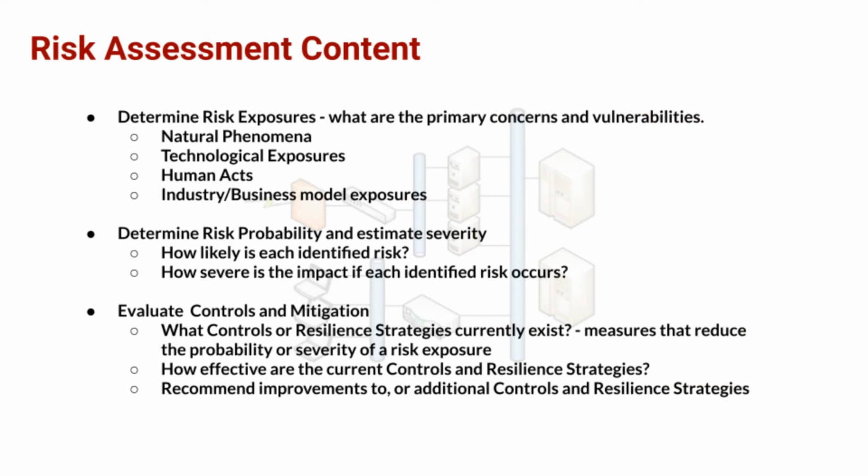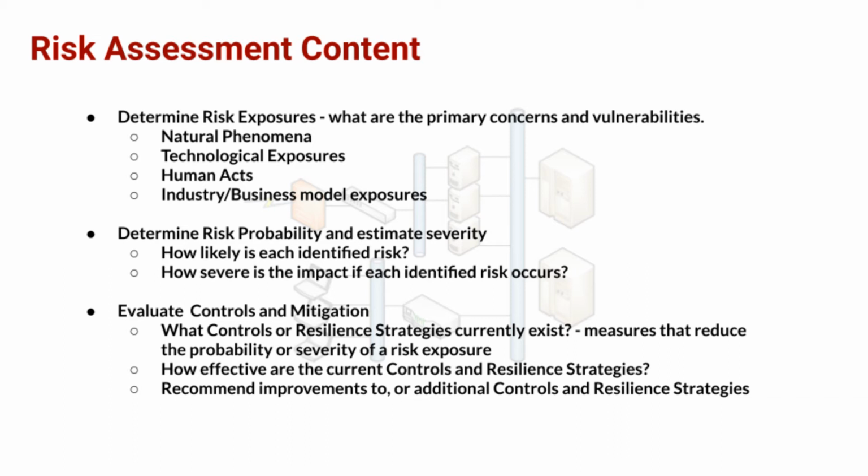The content of the actual risk assessment is usually divided up into three main categories. First, you'll determine and define what your risk exposures are. Then determine the probability and severity of each of those risks. And finally, evaluate controls and mitigation strategies, both ones that are in place and ones that are being considered for each risk. Risk exposures can cover a broad range of possibilities.